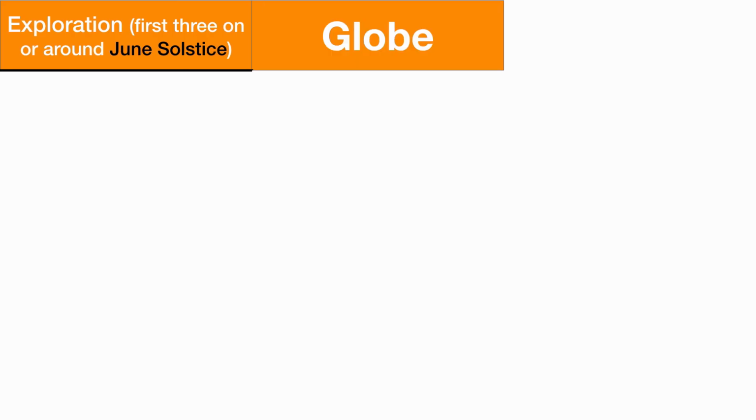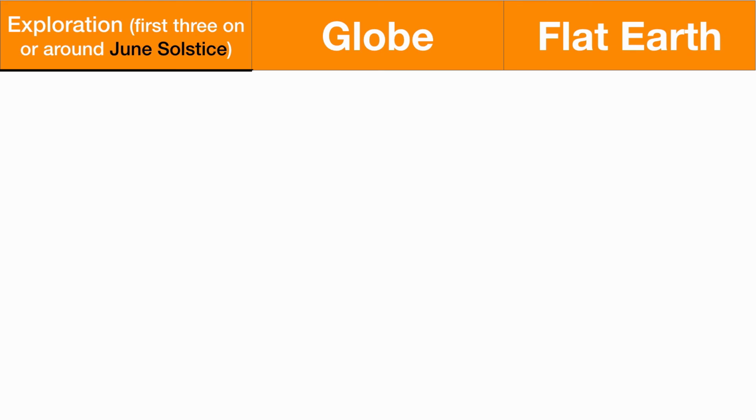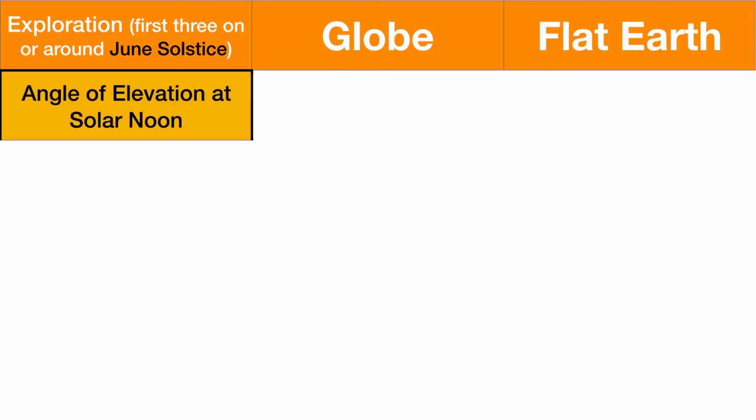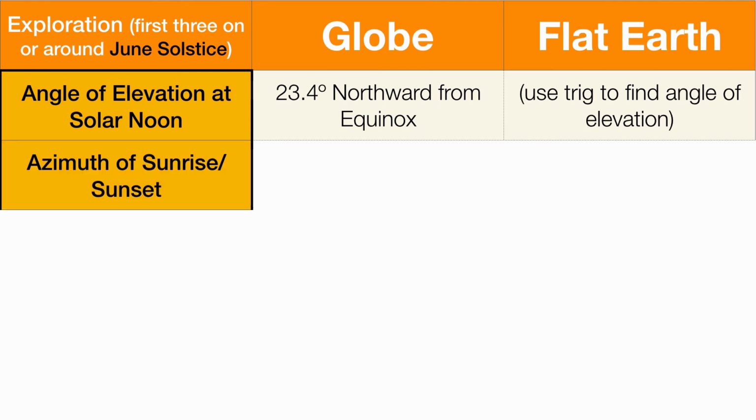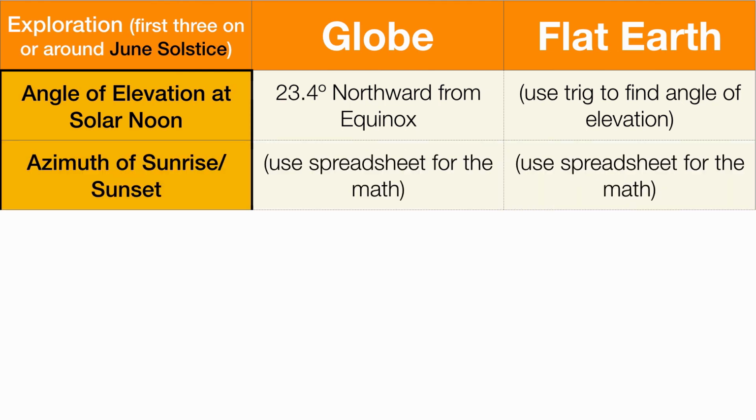So what are the clues that we're gathering on or around the June solstice? The first piece of data we gathered was the angle of elevation at solar noon. And if the Earth is a globe, that's going to be 23.4 degrees northward from where it was on the equinox. Whereas on the flat Earth, you're going to have to use a little bit of trig to find the angle of elevation. The azimuth of sunrise and sunset, again, the math gets very complicated, so we're just going to use the spreadsheet. But again, at my location, which is 40 degrees north latitude, I discovered that the globe Earth would predict an azimuth 20 degrees further away from where the flat Earth predicted. So when I go out there in the field, I should be able to get some good data.